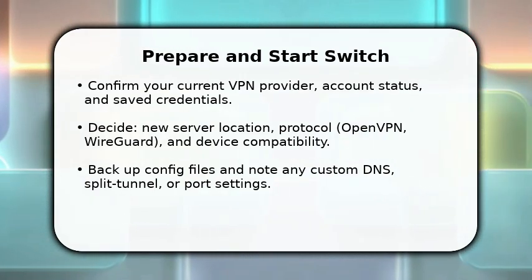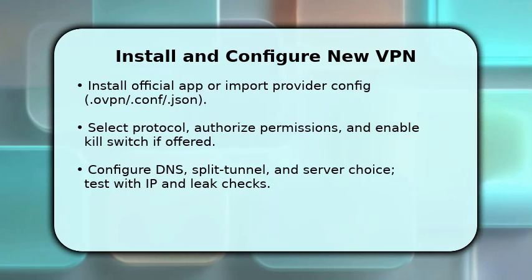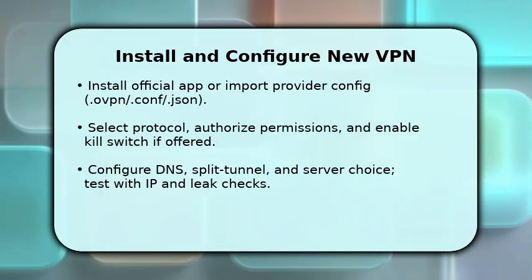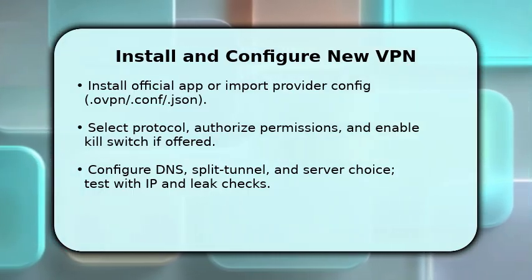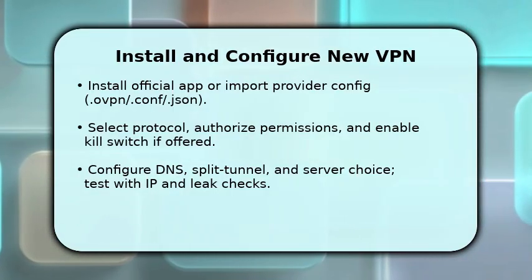Now install the new VPN client or import the provider config file. Follow on-screen prompts to grant network permissions. Once installed, select your preferred protocol and enable the kill switch and auto-connect for safety.